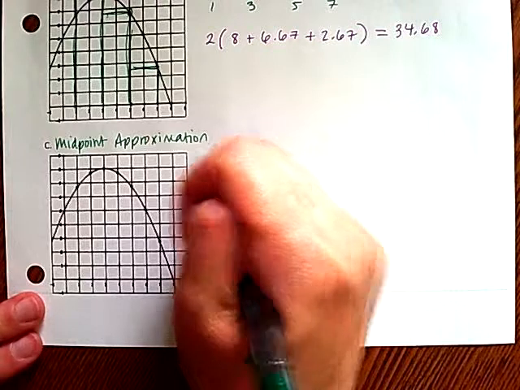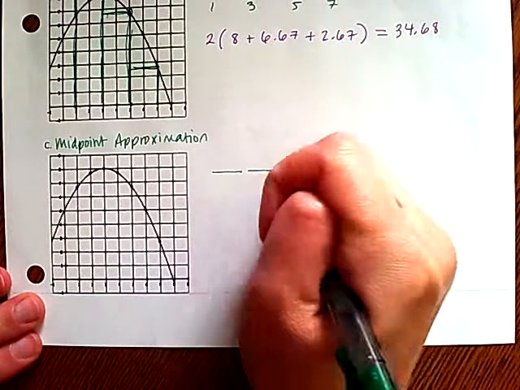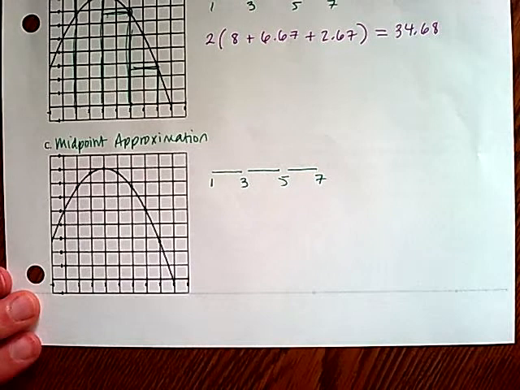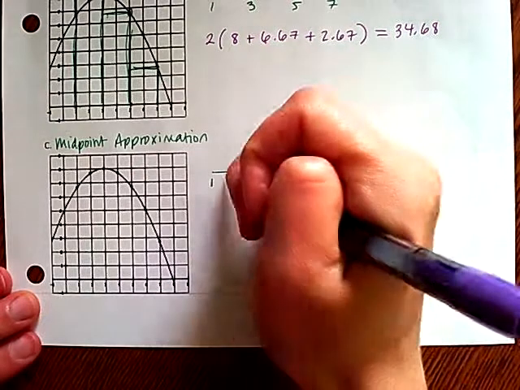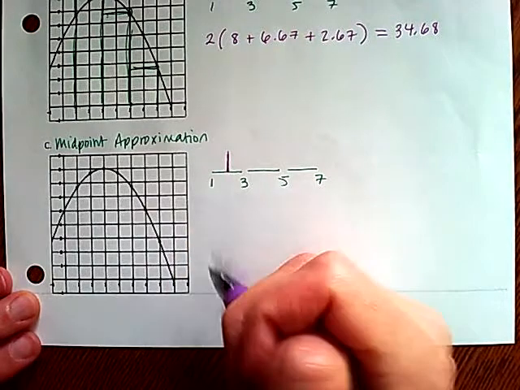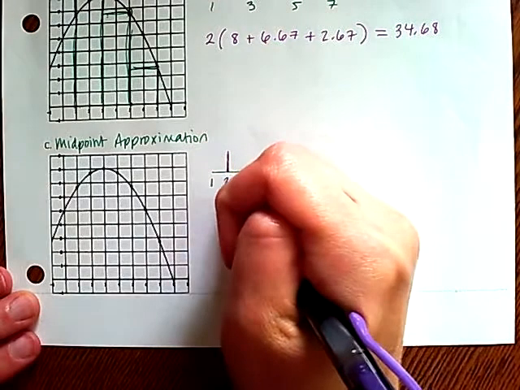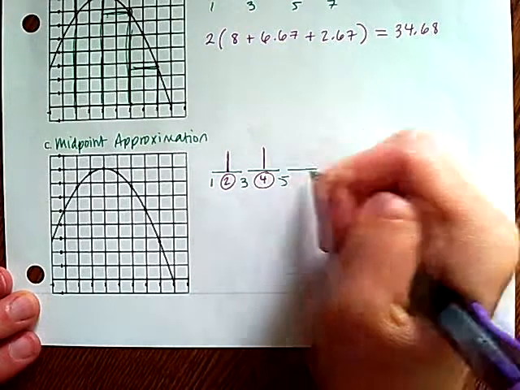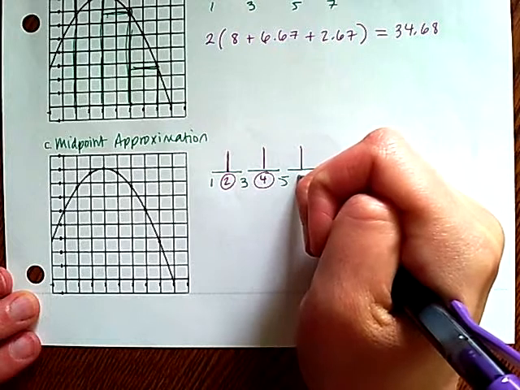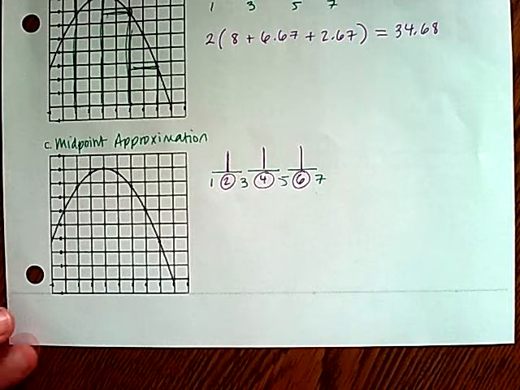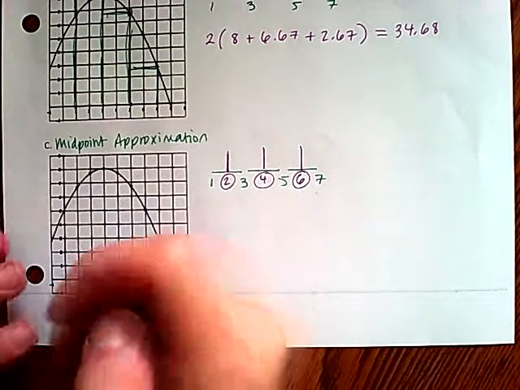So if I draw my little lines again, for 1, 3, 5, and 7, instead of using 1 or 3, I'm going to use the value right in between them. So what's the value between 1 and 3? It's going to be 2. What's the value between 3 and 5? It's going to be 4. What's the value between 5 and 7? It's going to be 6. So those are the x values whose heights I'm going to use to cap off each rectangle.